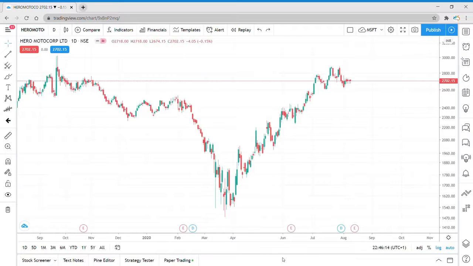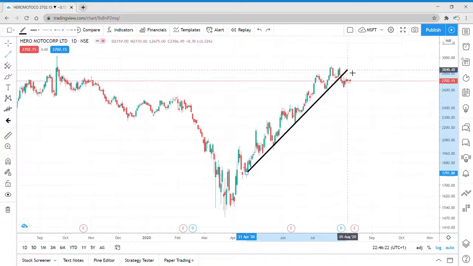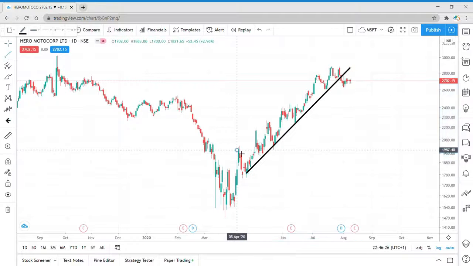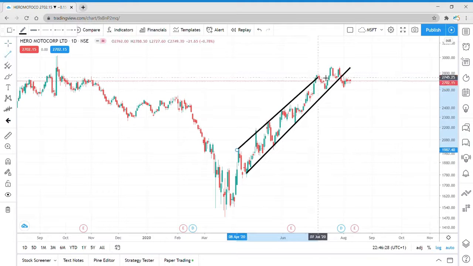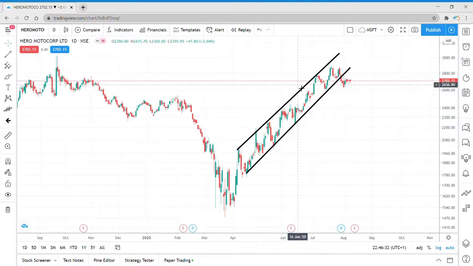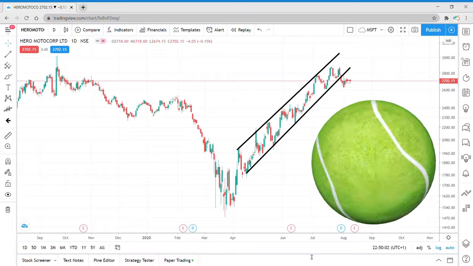This is Hiramoto's daily chart. Take a look here. This is its trend line connecting its lows, and this is its trend line connecting its highs. So this is Hiramoto's trend line, and as you practice more, you can draw the trend lines better. It's just like as you practice playing tennis more, you play tennis better, or as you practice playing chess more, you play chess better.